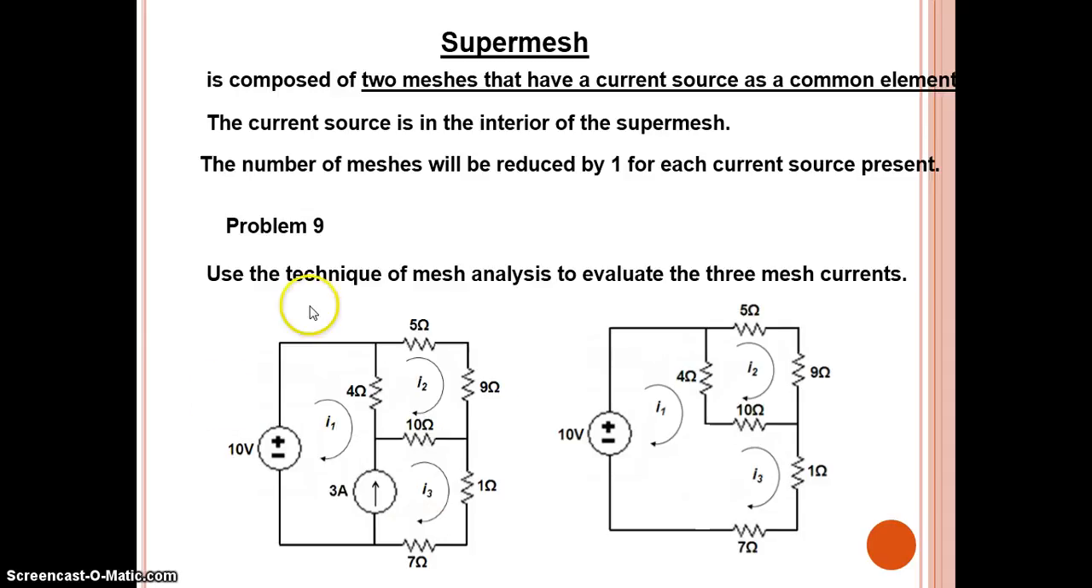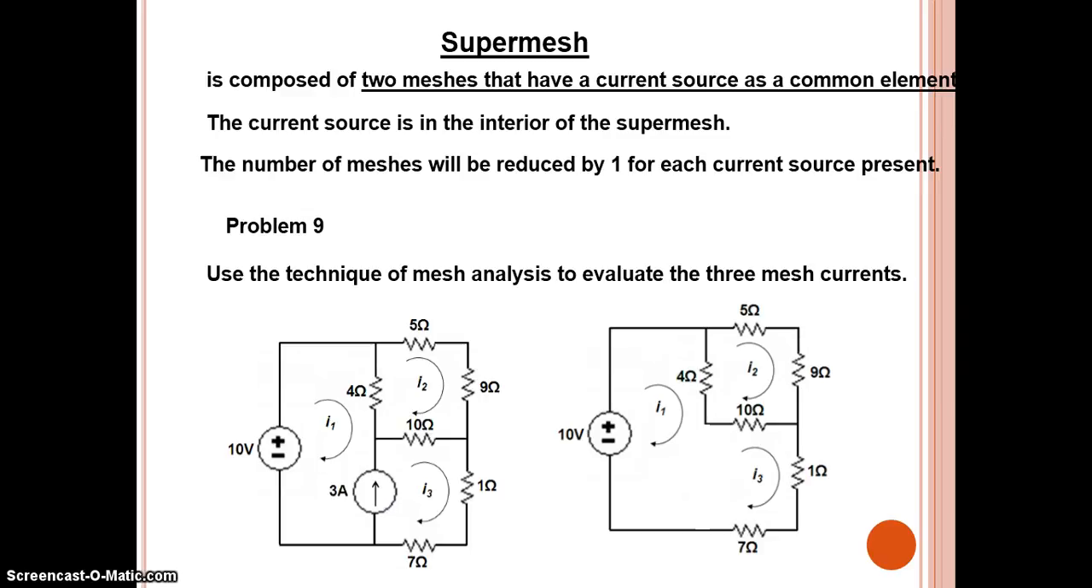Suppose you have a circuit that contains voltage sources and resistors, and along with that there is a current source, and the current source is between two meshes. Then we can call it a super mesh. So if the current source is present between two meshes, that can be considered a super mesh, and we can solve the problem using the super mesh concept in the same mesh analysis way.